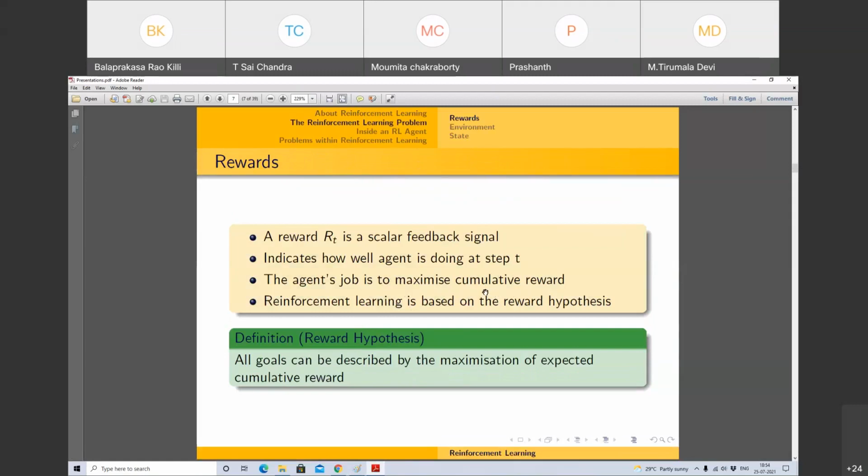Now you may ask, how come you are relating the goal with these rewards, the sum of rewards? There is a hypothesis called the reward hypothesis. Basically, it says that you take any reinforcement learning problem, and the goal of that problem can be equivalently described as the maximization of cumulative reward. So now let us see the same. I may not prove this hypothesis, but I will try to convince you with some examples.